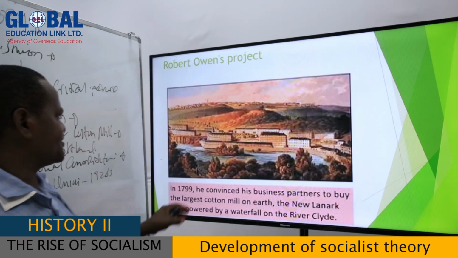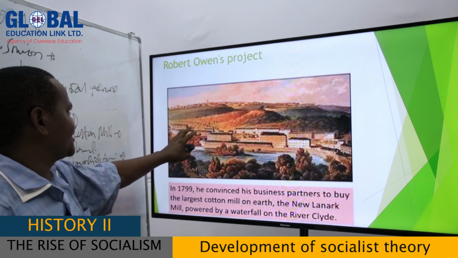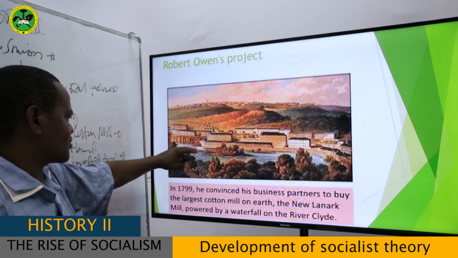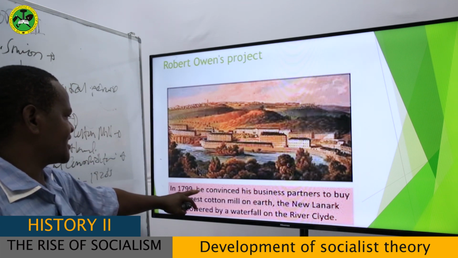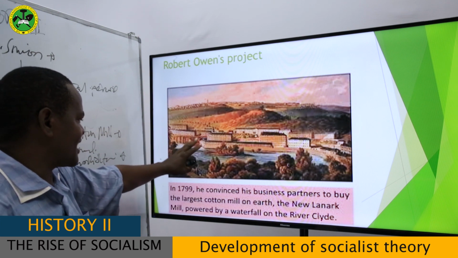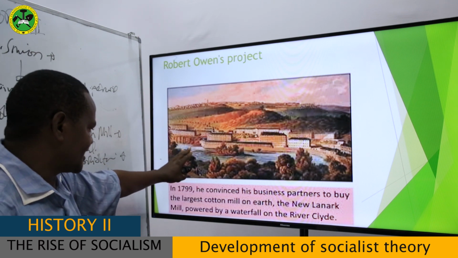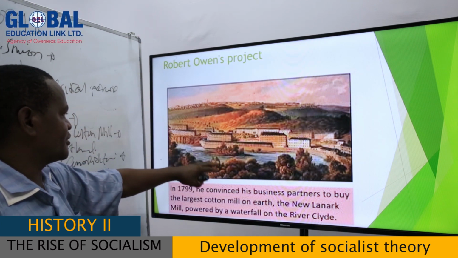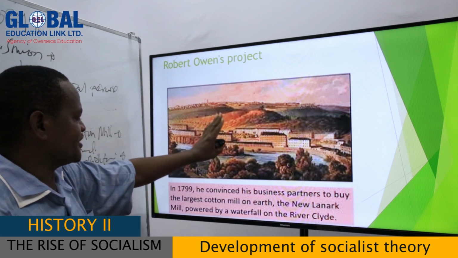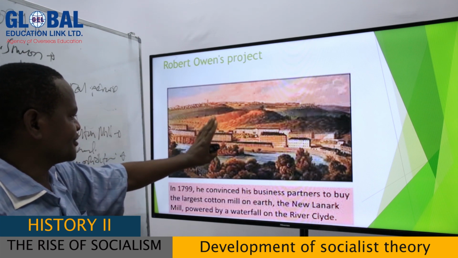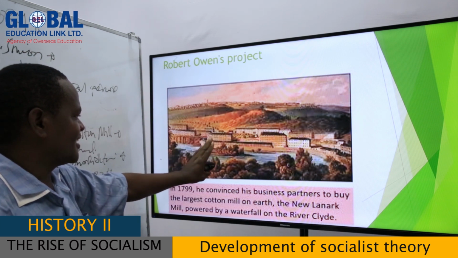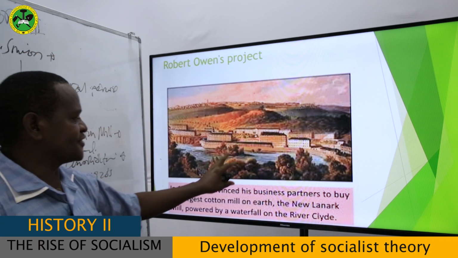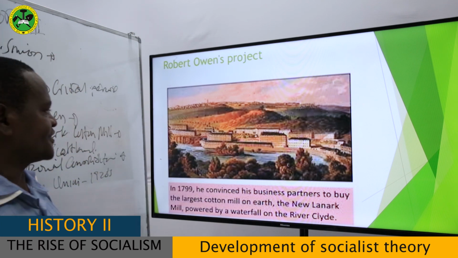As you can see, my dear students, this picture shows the Owen project, the industry established by Robert Owen in 1799. He convinced his business partner to buy the large cotton mill at Lanark, as I've said, and it was powered by waterfalls on the riverside. As you can see, it's very close to a river. He took this industry and established a socialist society where the people working here were paid well, and in fact he used to share some profit with them.